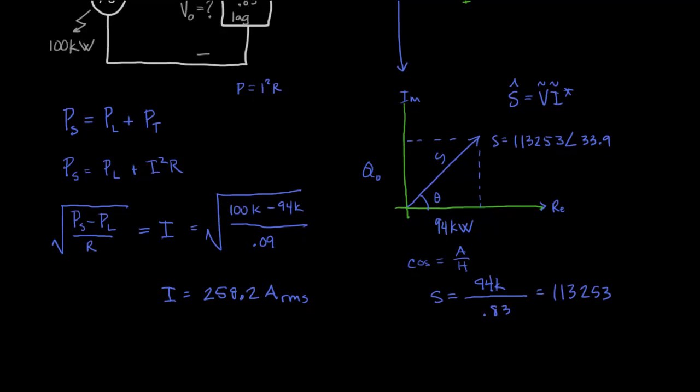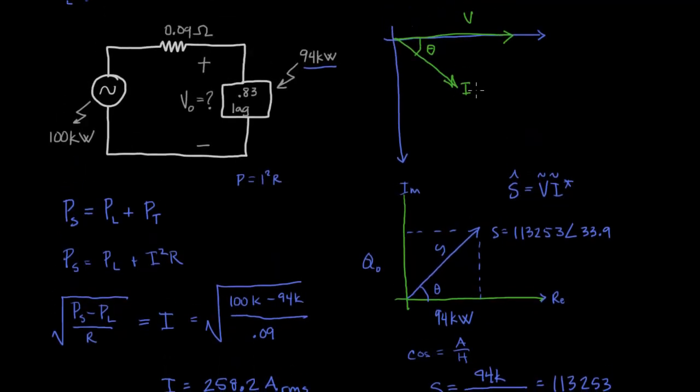So we could now go up here and start labeling this thing. I equals 258.2 at an angle of negative 33.9. Well, that's it. Now we have everything to solve this. This equation here has only one unknown, so we can solve for that unknown.